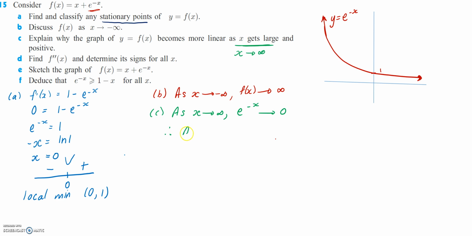Therefore, as x is approaching infinity, this part of the graph is approaching 0, so that's disappearing, which means we're left with x. So that means f of x is approaching x, which is linear, and that's all that's required.